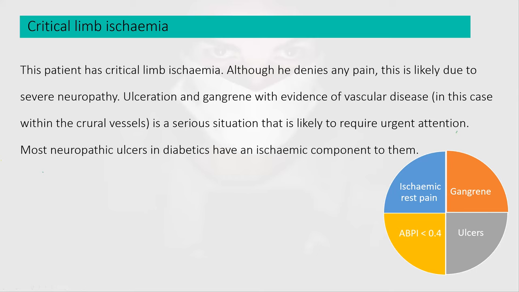And this is likely due to severe neuropathy. This rest pain, but if the patient denies any pain, this might be because of the affection of the nerves, because of the affection of the arteries that supply these nerves. Tissue loss is an evidence of vascular disease. It is a serious situation requiring urgent attention, and most neuropathic ulcers in diabetes have an ischemic component. Again, don't think that all arterial ulcers should be painful. Most diabetic ulcers are non-painful, and most of the ischemic ulcers will be painful.